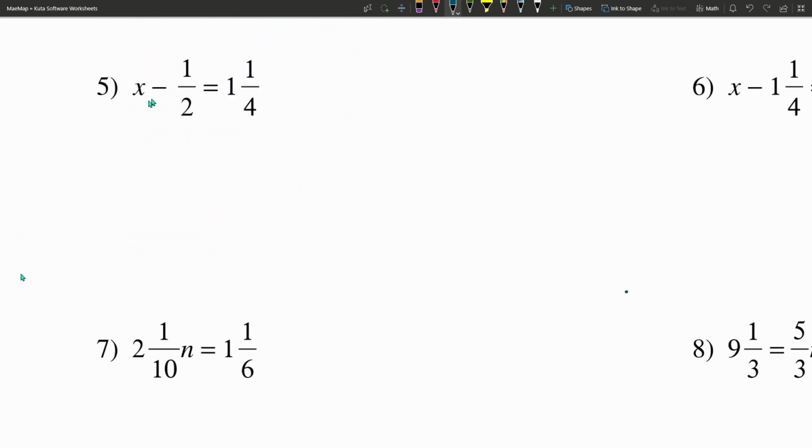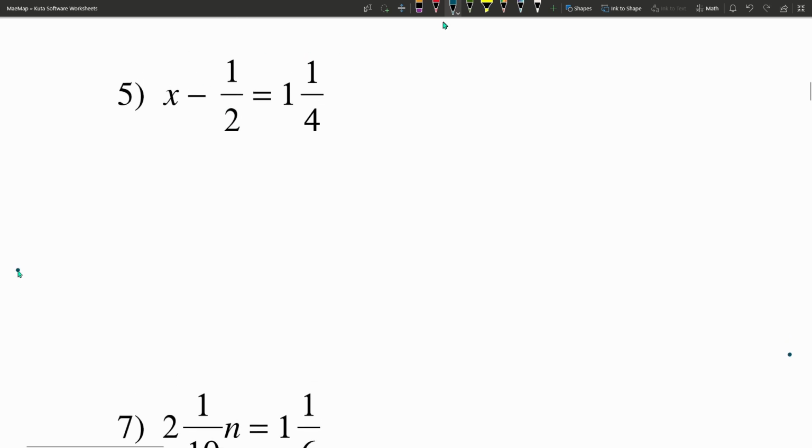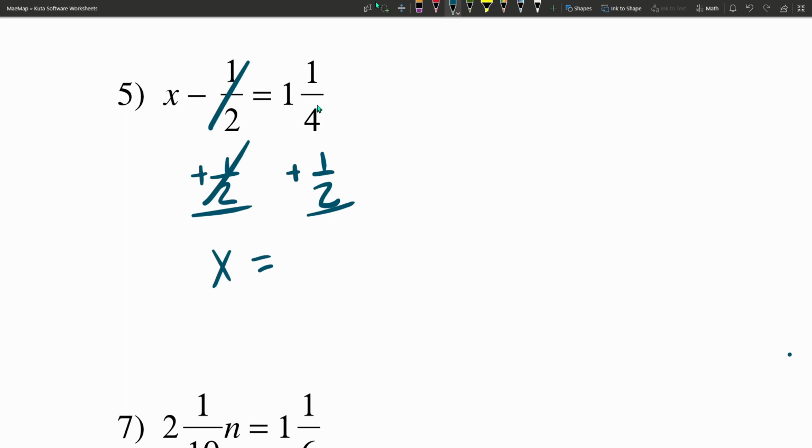Number 5, we have x minus 1/2 equals 1/4. So how we're going to go about doing this one is we need to isolate our variable, which in this case is x, and in order to do that, we need to get rid of this negative 1/2. So we're going to add 1/2 to both sides. And by adding 1/2 to both sides, you can see that we're going to be left with x on our left-hand side, and that's going to be equal to 1/4 plus 1/2, or 1 1/4 plus 1/2.